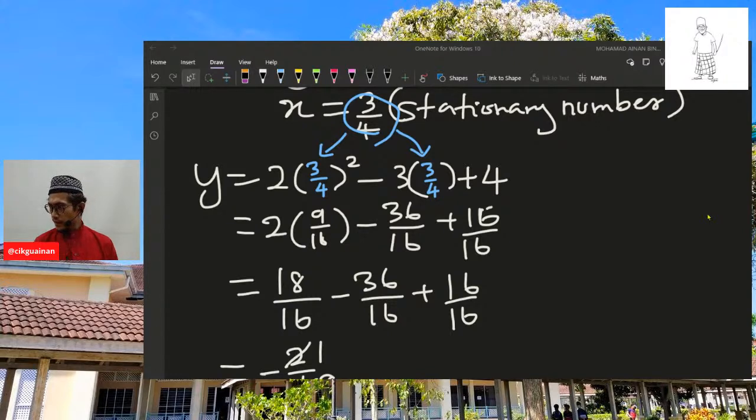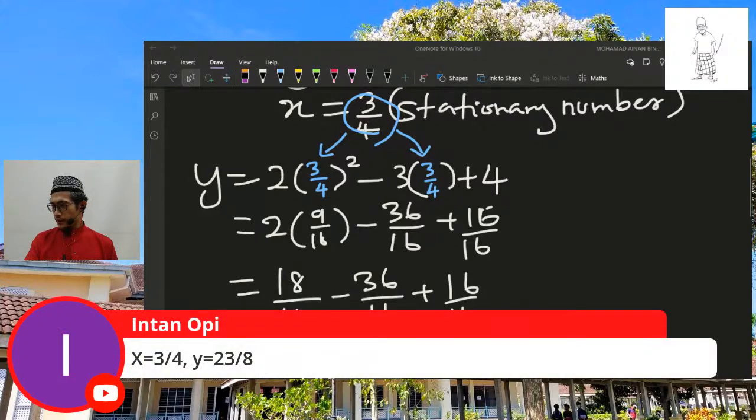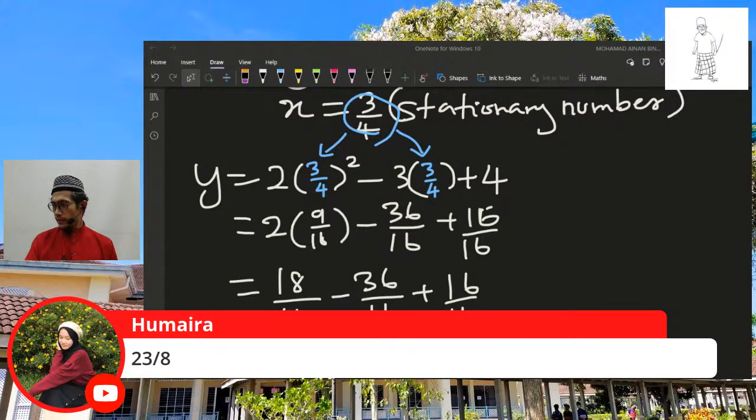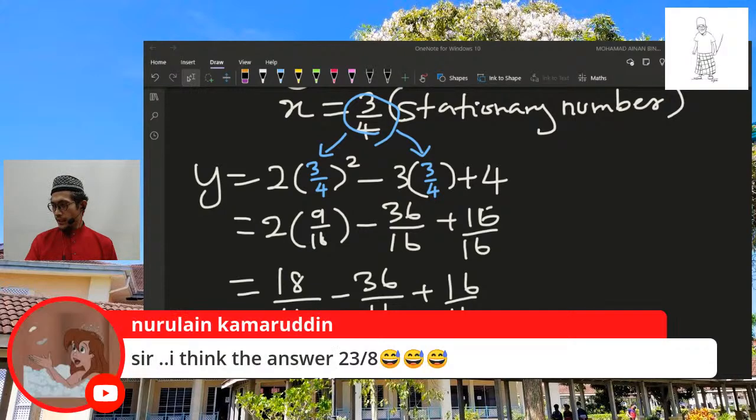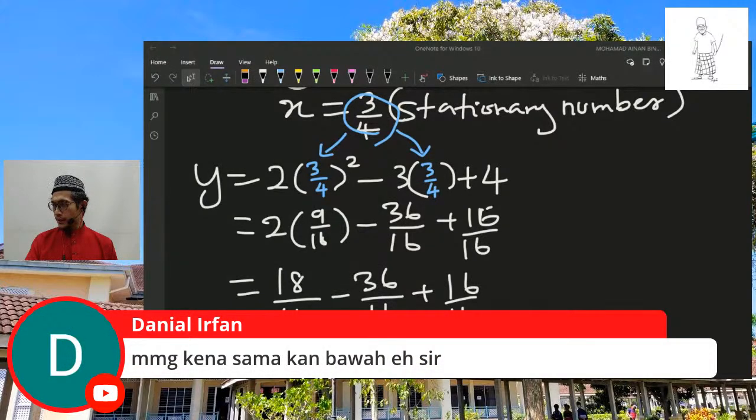So, I think the answer... Many are rebelling. Oh, really? 23 over 8. Try, Ain. The point that Intan got is 23 over 8. Humaira also said the same thing. Ain also joined the revolting against me.